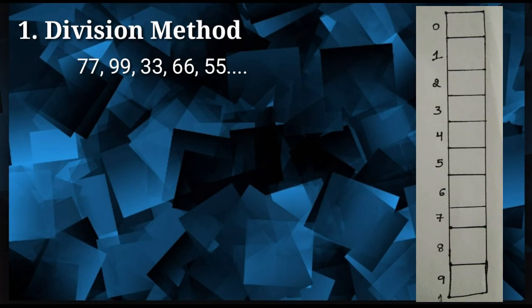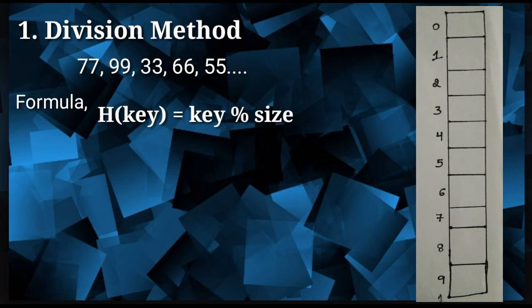Then the size will become 0 to 9. That means we have 0 to 9 cells. Then the formula of this division hash function is h of key is equal to key mod size. I'm showing you on the screen. H of key is equal to key mod size. So here the size is 10 because we have 10 cells, and the key value is 77.